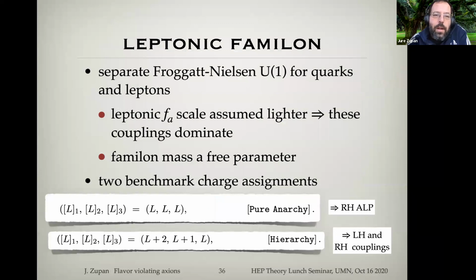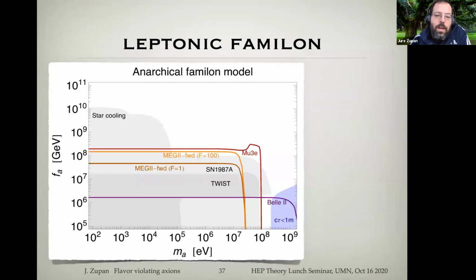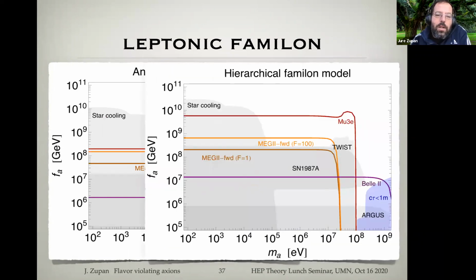Yeah, sorry. So the leptonic flavon is the other example, where it's just the Froggatt-Nielsen U(1), and I have two scales. So the leptonic scale is much lighter than the quark one. So it's an axiflavon, but where you see the flavor violation in the leptonic sector. Depending on what you assume for the charges, you'll have different relative sizes of left-handed and right-handed couplings. So the orange lines move depending on what the assumed flavor structure was.